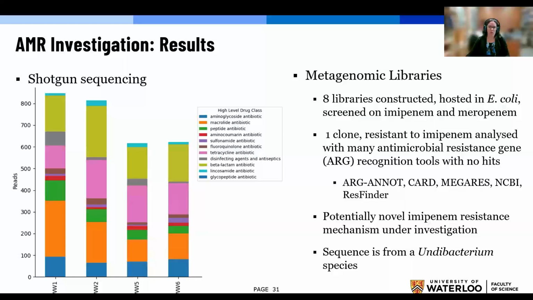So far, we know it's from an Undibacterium species, and we have several candidate genes that perform similar functions to other AMR genes that we will test both bioinformatically and experimentally to see if any of them confer the resistance. Next slide, please.